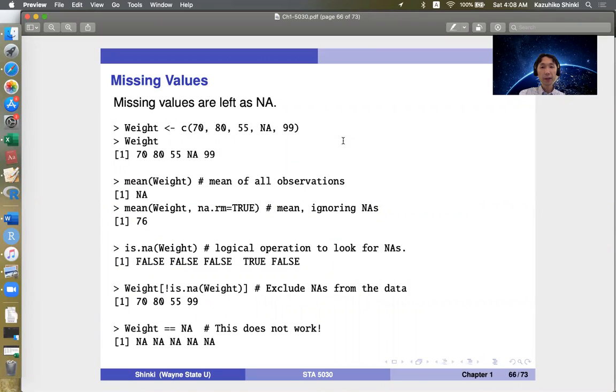Hi everyone. So next we would like to discuss missing values. Missing values are closely related to logical operations. Missing values are left as NA in R. NA can happen by no resources or no responses or just errors. Some functions can deal with missing values automatically, but sometimes we need to deal with missing values manually. So it's good to study the basics.